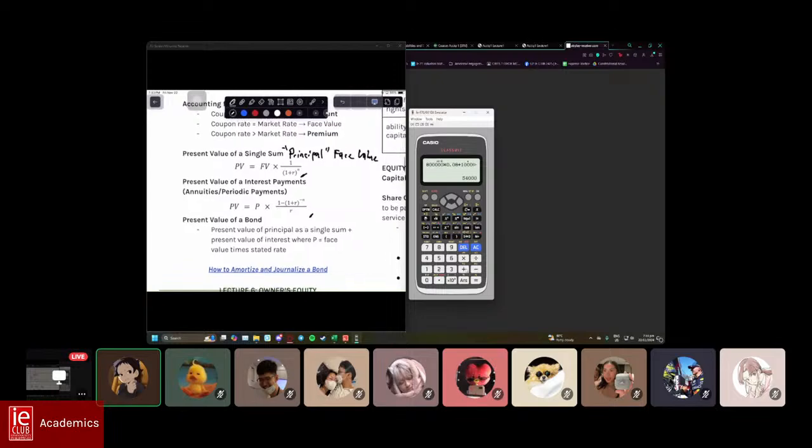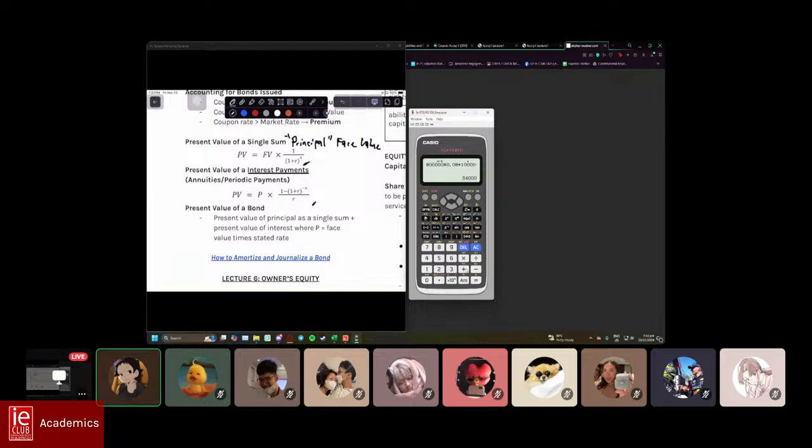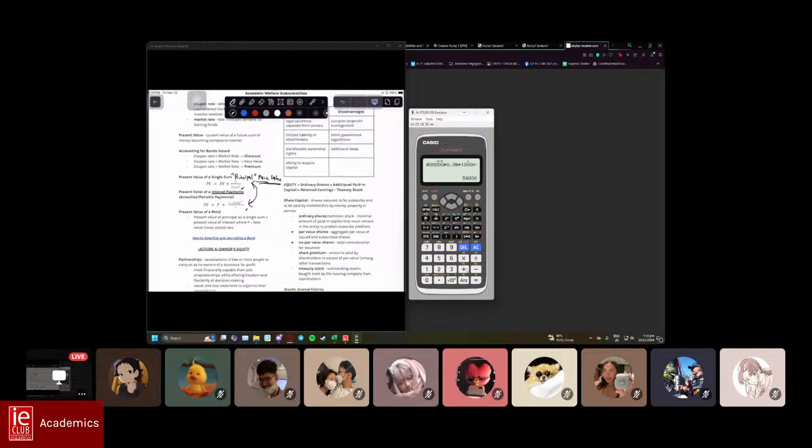Then this one, interest payments. Obviously, this one is for our interest payments. And then if you want the present value of the entire bond, you have to add these together: the present value of the principal, or the face value of the bond, and the present value of the interest payments that will come with it.